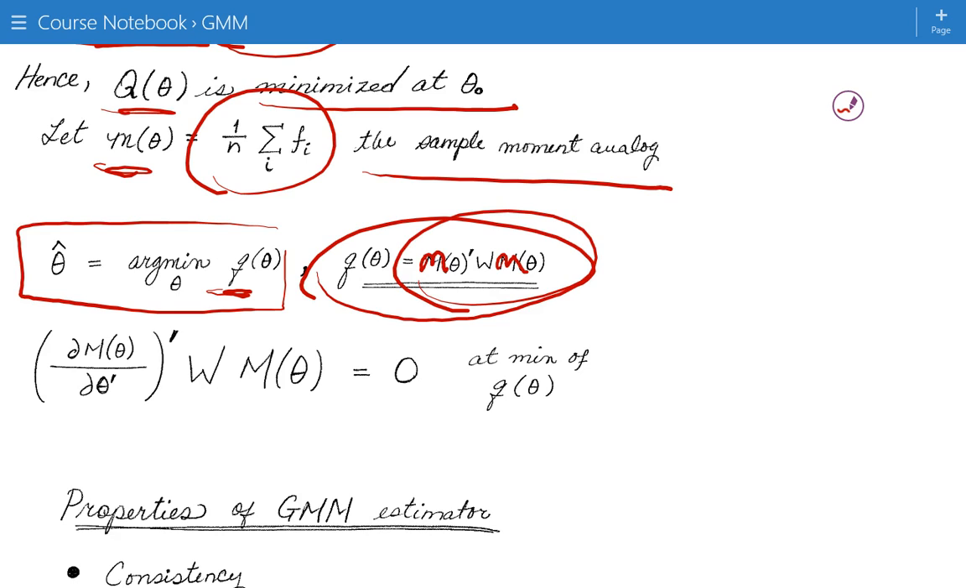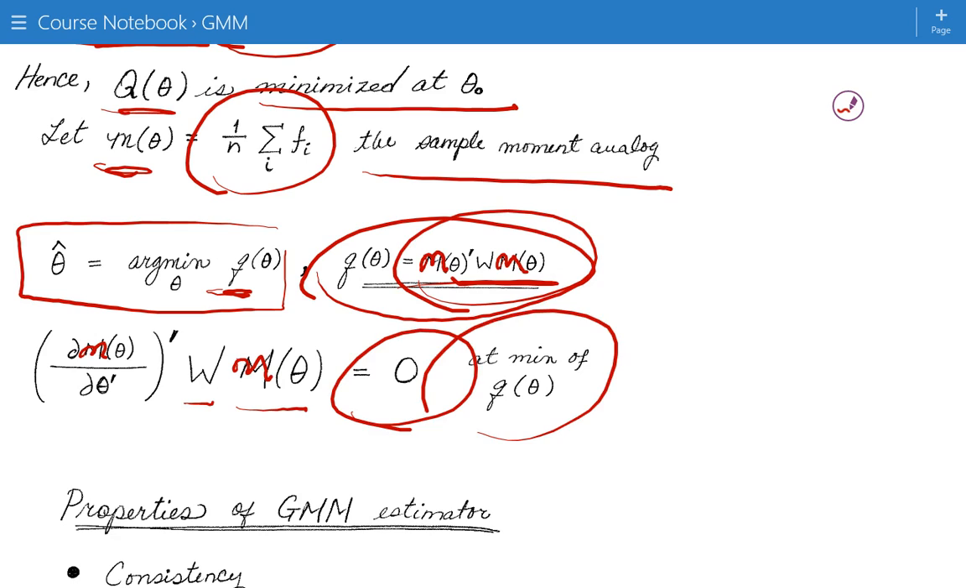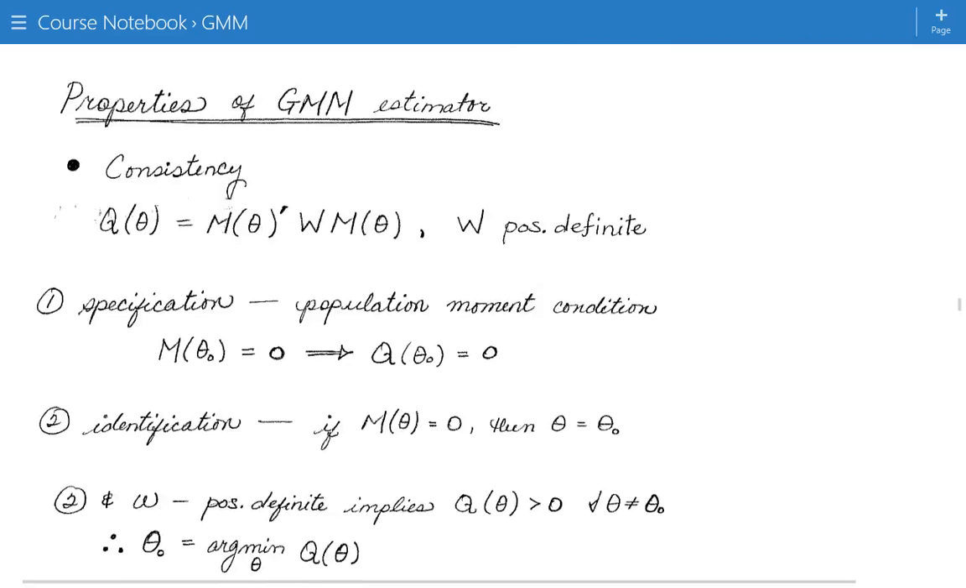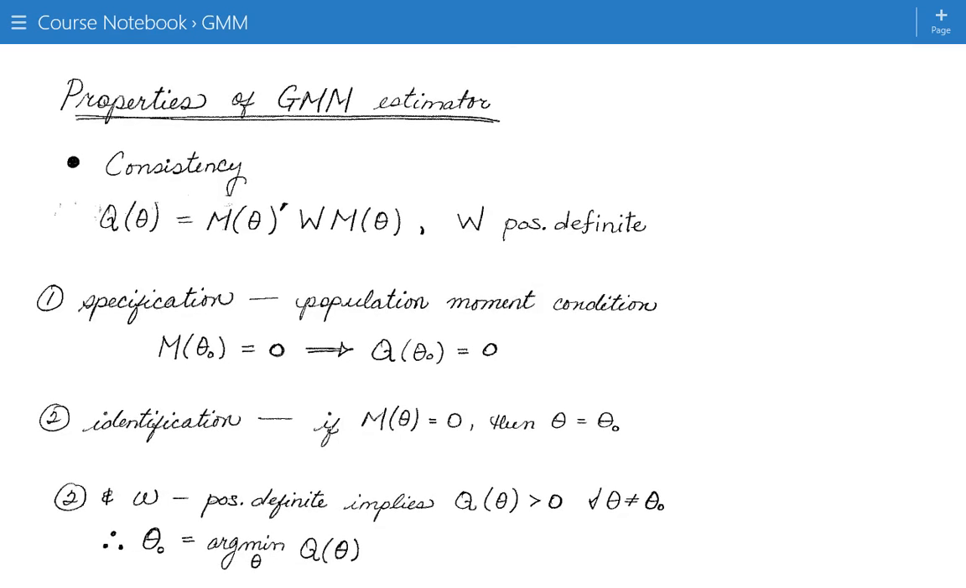Now, if we take the derivative of this equation, we get the derivative of the moments with respect to theta, transpose times W times the moments, and it's equal to 0 at the minimum. This is what would be the case for a local minimum interior point. So what are the properties of this estimator? Well, first, the estimator is consistent.